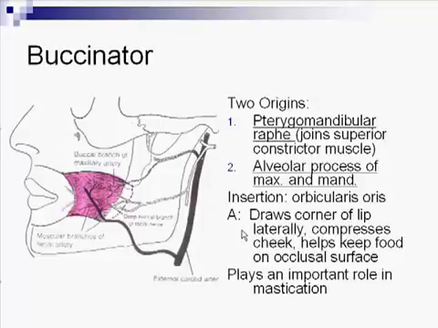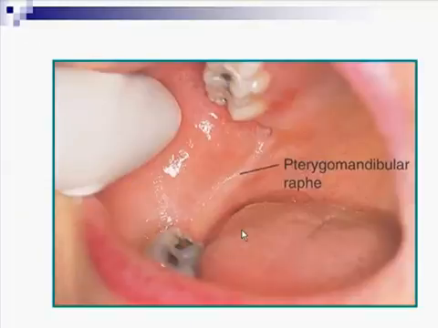If you take a look at the origins, the pterygomandibular raphe and the alveolar process of the maxilla and mandible, and the insertion is the Orbicularis Oris. I'm just going to show you the next slide. This is the pterygomandibular raphe. This is going to be an important landmark when we're providing local anesthesia, more specifically, when you're giving an inferior alveolar injection.